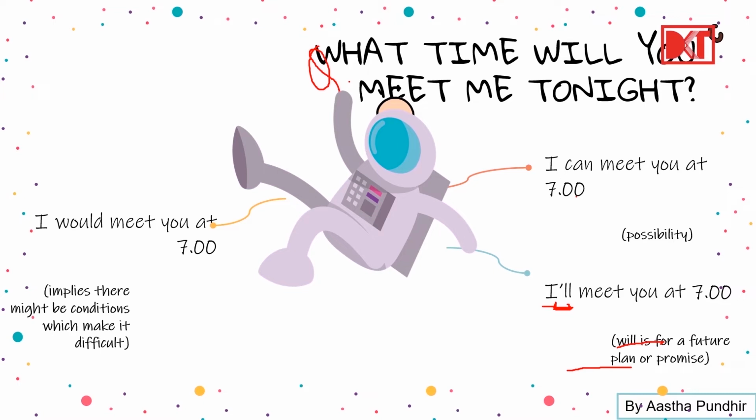Now would is used that there might be conditions which make it difficult. Now इधर कोई promise नहीं है, इधर कह रहे हैं कि मैं मिल सकता हूँ, but there might be conditions. मतलब अगर कुछ दिक्कत आ गई, there might be some difficulty, तो फिर there might be a problem in meeting you. So I would meet you at 7. So you see, for the same question, there could be three kinds of different answers.